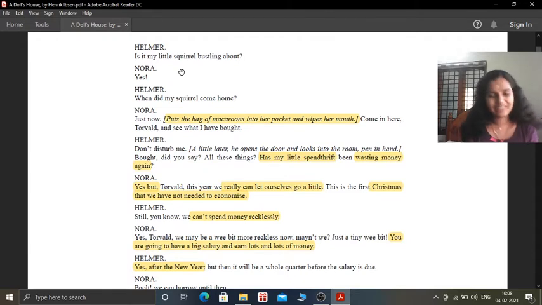And Helmer said, okay, I agree with what you are saying, but it is after the new year. Whatever you said is right. I'm going to get more salary. That is true, but it is only after the new year. And moreover, my quarterly salary is due.